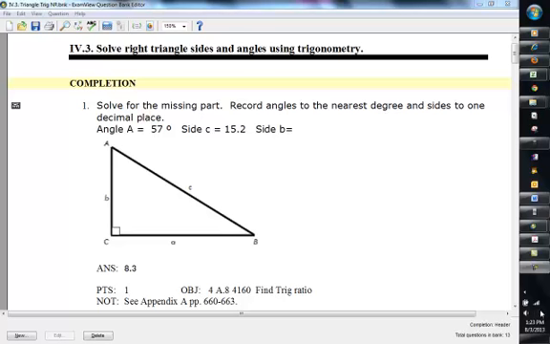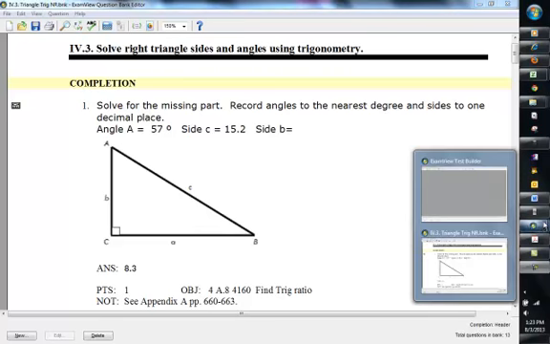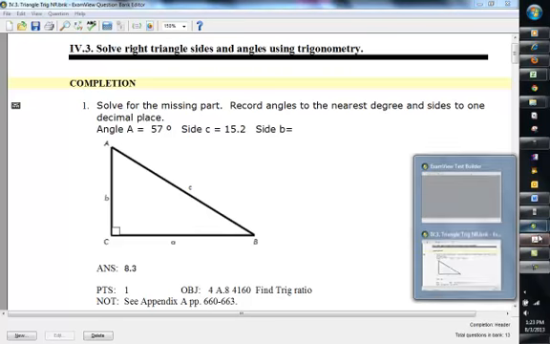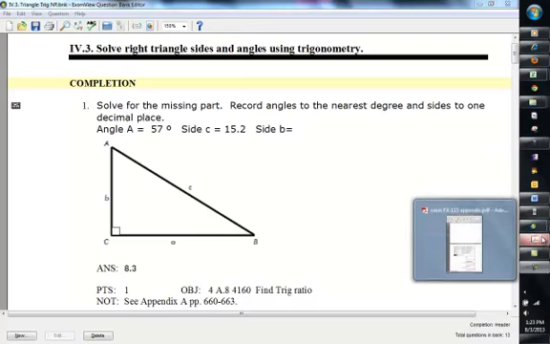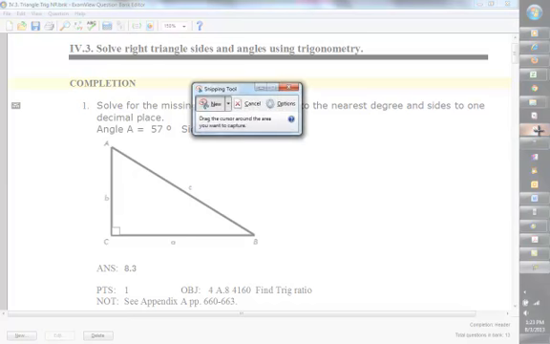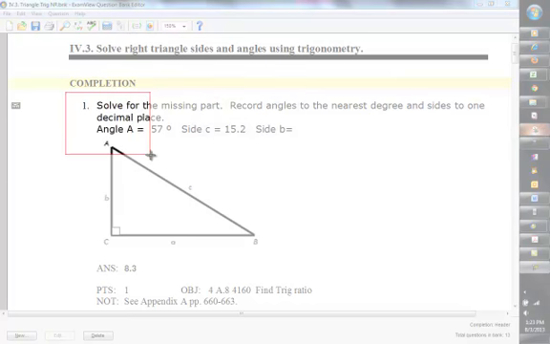4.3 makes use of solving right triangles using the trig functions, and you need to know the definitions of the trig functions in order to solve these problems. Let's look at this first one here.